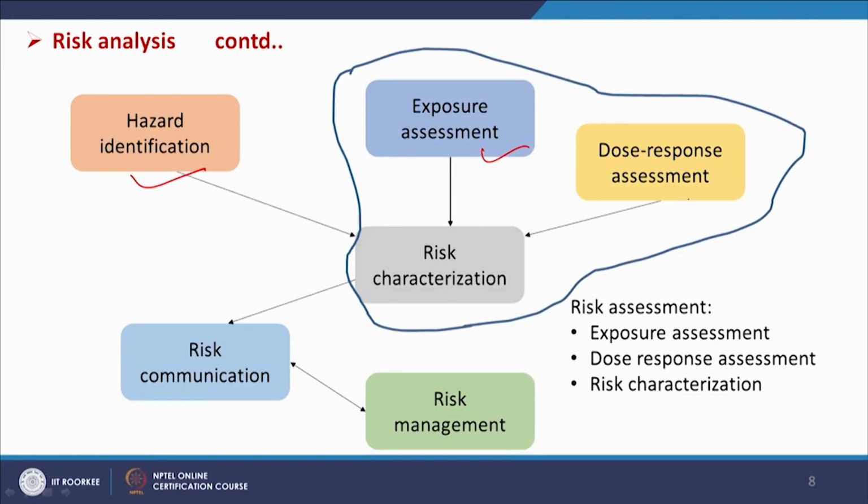Now, this slide shows the different steps which we have discussed, in this diagram. First hazard identification, then we do the risk assessment, which is composed of exposure assessment, dose response assessment, and then risk characterization. Then risk communication and risk management both take place simultaneously. Risk assessment is basically exposure assessment, dose response assessment, and risk characterization. Now, we will see what these are.